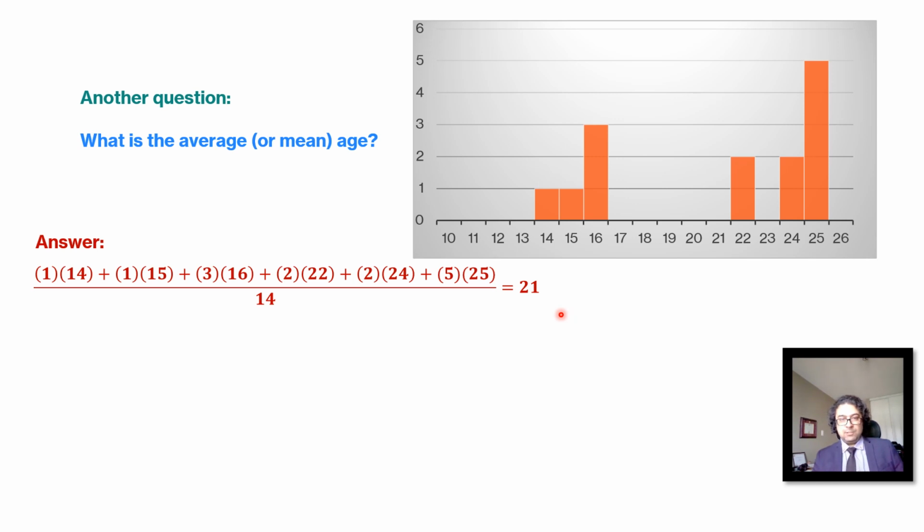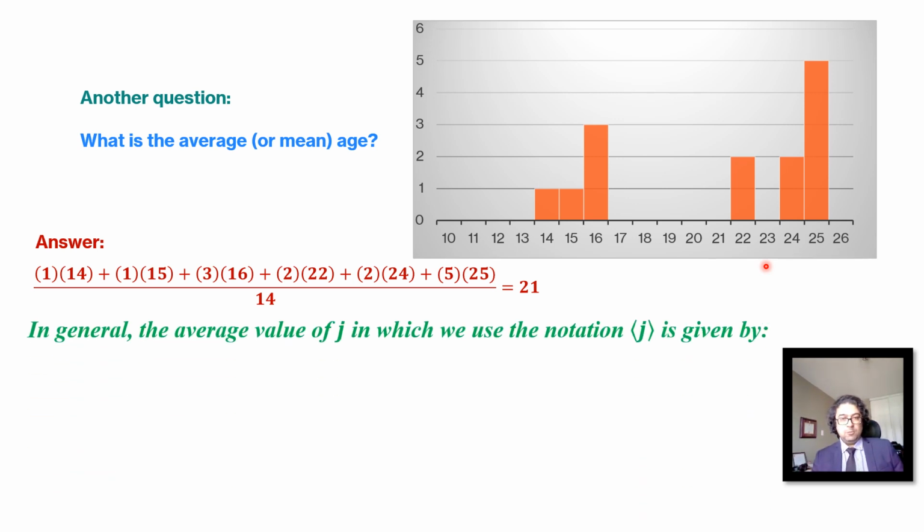So the average turned out to be 21, whereas the median was 23. Now there's something interesting here. Neither the average nor the median are ages in which any of the students have. So in general, the average number and also the median number need not be in the distribution itself.